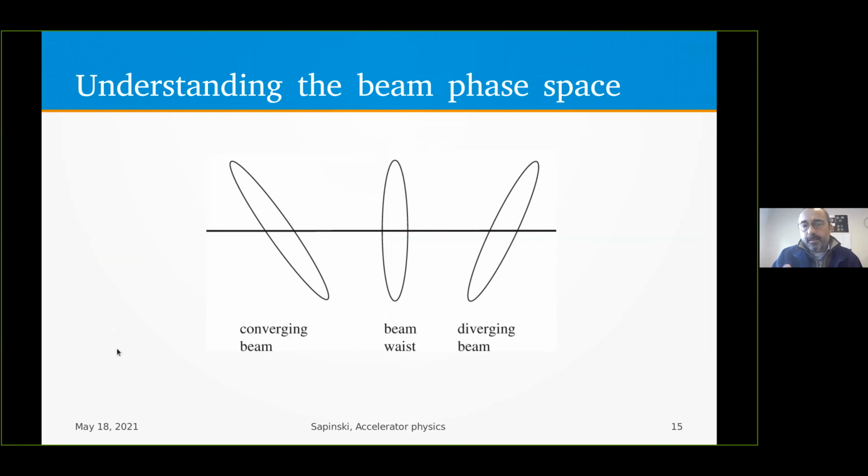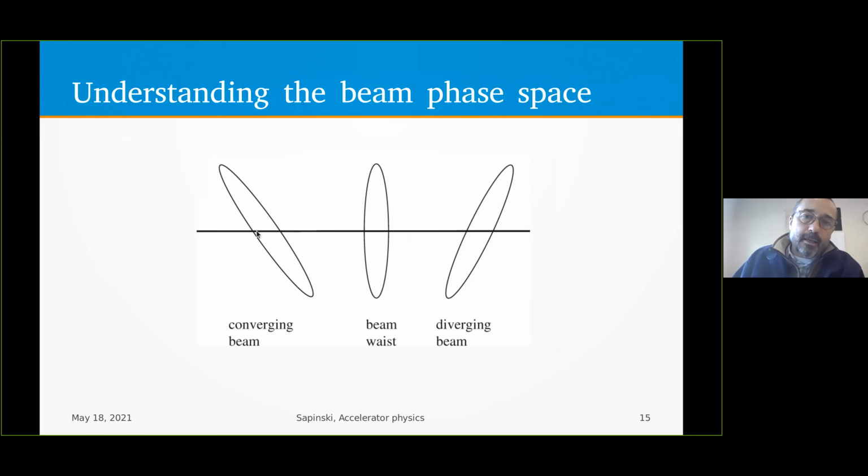So this is the image of the beam phase space, and there are three ellipses drawn here. One is for a converging beam, one is for a beam waist, and one for a diverging beam. Let's go to this ellipse, which is similar to the one you've seen before. Here you see that this is the beam center. If the particle goes away from the beam center, then the average angle at which the particles travel is negative. So the angle is towards the beam center, okay?